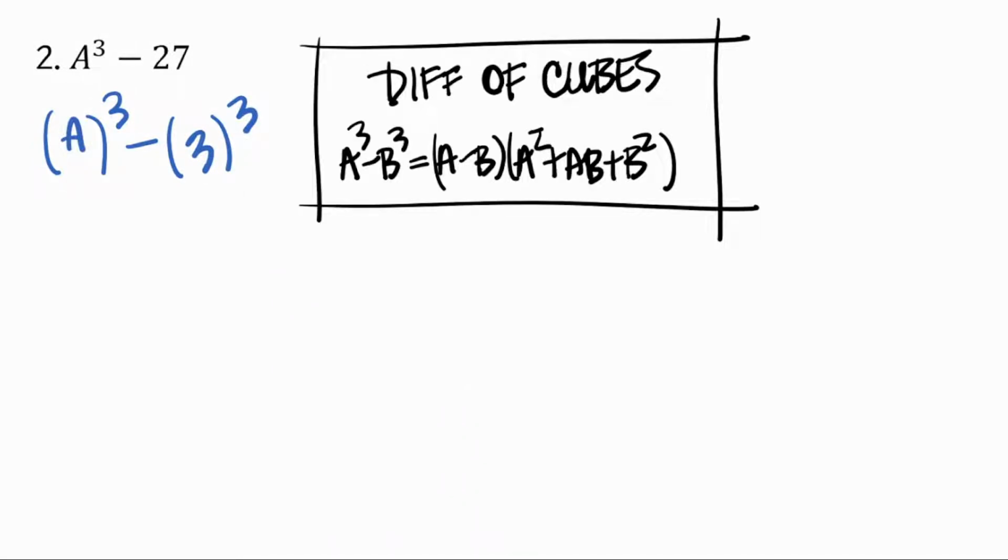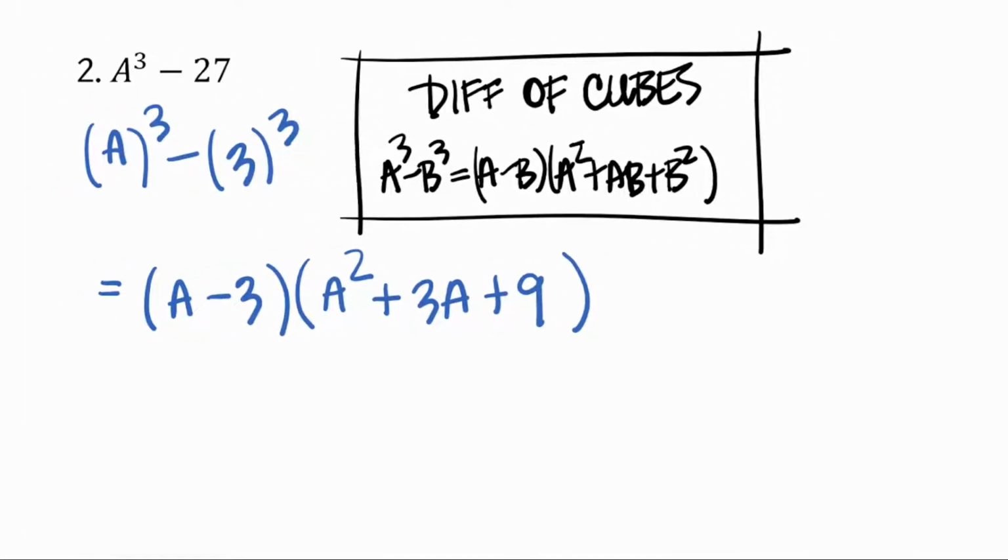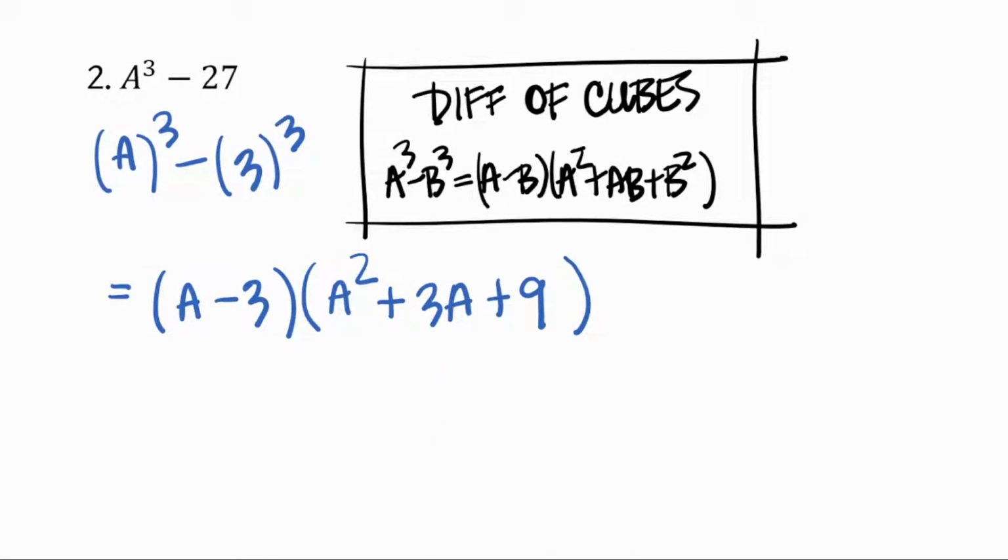All right, a to the 3 minus 27. Okay, so I'm saying that this is a difference of two cubes. This is a to the 3 minus 3 to the 3. Okay, so the rule is a to the 3 minus b to the 3 equals a minus b multiplied by a squared plus a times b plus b squared. So a minus 3 multiplied by a squared plus a times 3, which is 3a, plus b squared, which would be 9. And there we go. The second thing, this will never be factorable, so I know I'm done from here.